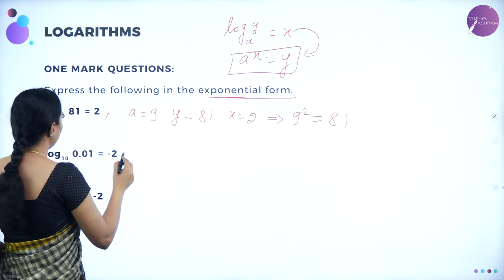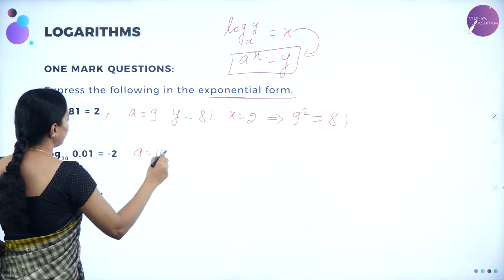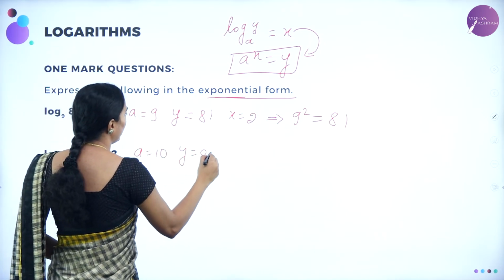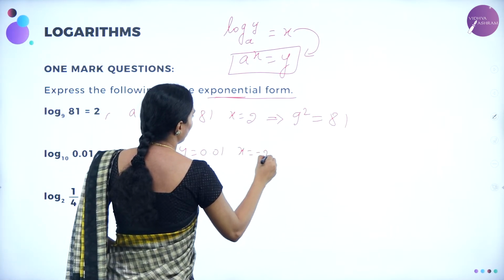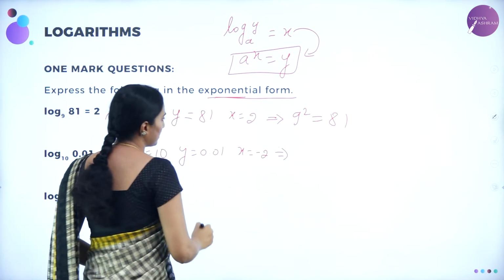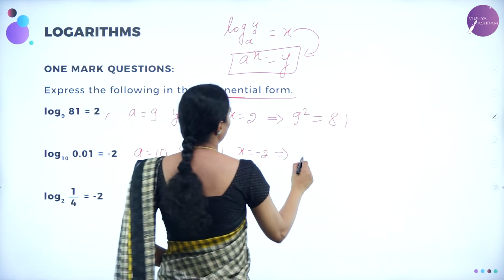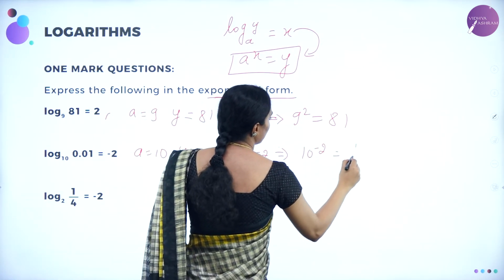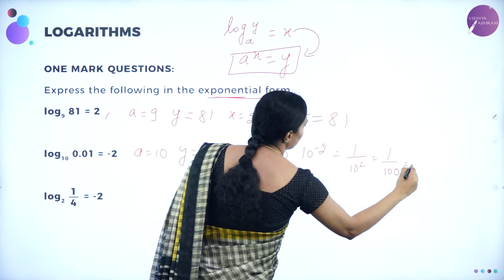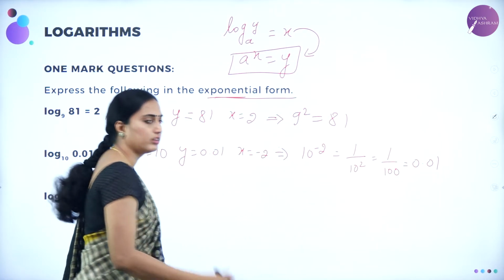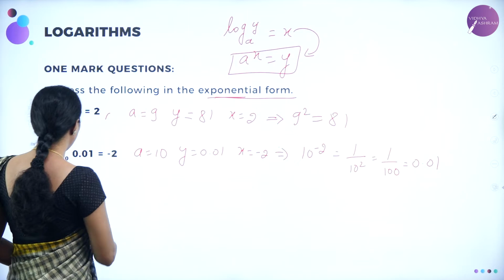Next, you are going to have log. So what are you going to have? A is equals to 10, y is equal to 0.01, and x is equals to minus 2. It implies that a power x is nothing but 10 to the power of minus 2, which is nothing but 1 by 10 squared, which is nothing but 1 by 100, which is nothing but 0.01. That's it.